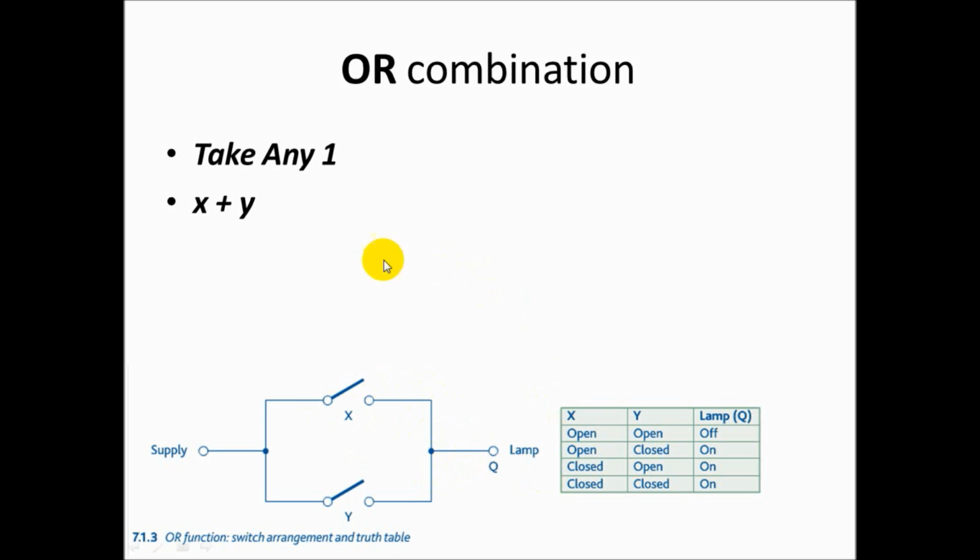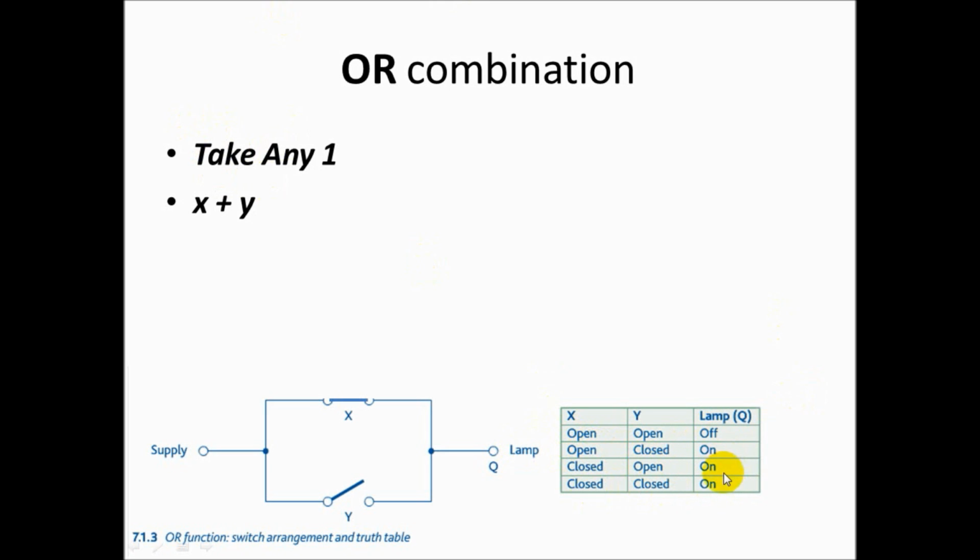Here our supply is, we can have X closed or Y closed. So X is closed, and our lamp lights up. It does not have to be both. It doesn't have to be an and. Let's just have a look there. When X is open and Y is open, the lamp is off. When X is open or Y is closed, it's on. If X is closed or Y is open, it's on. And if both are closed, it's on. So that's why we say take any one, or take any one that's closed, and it will be on.